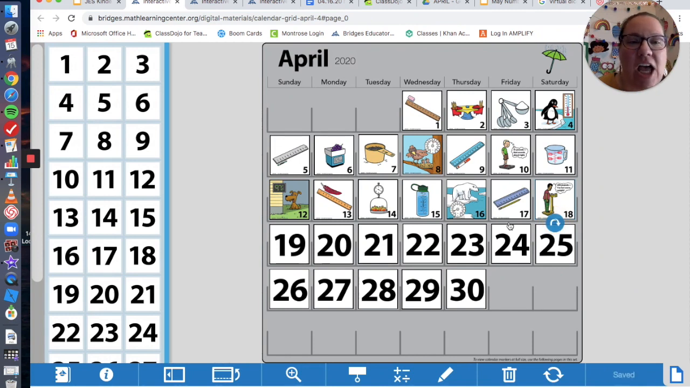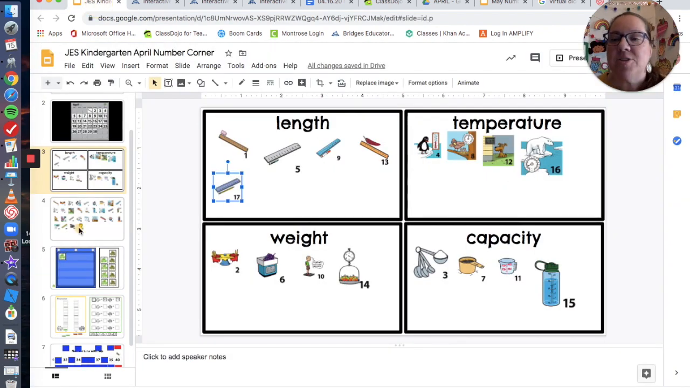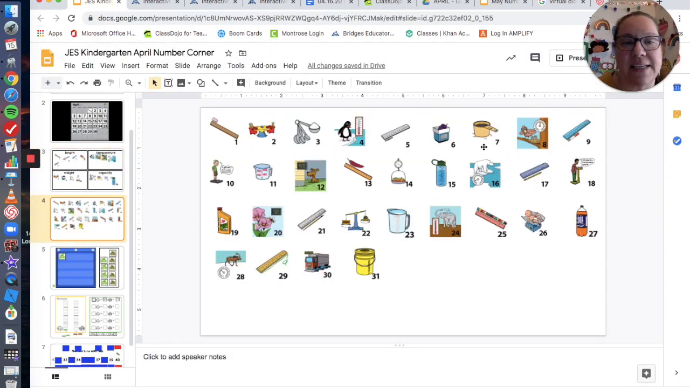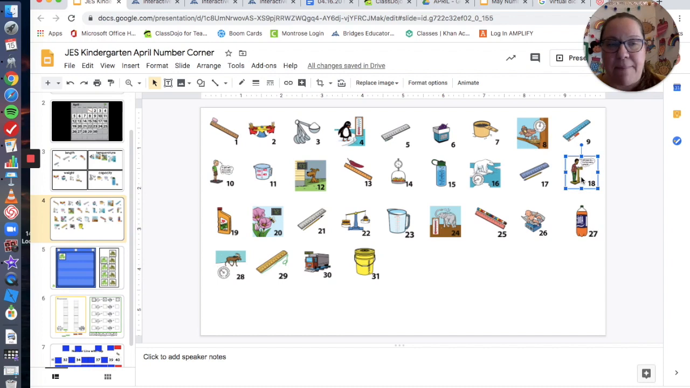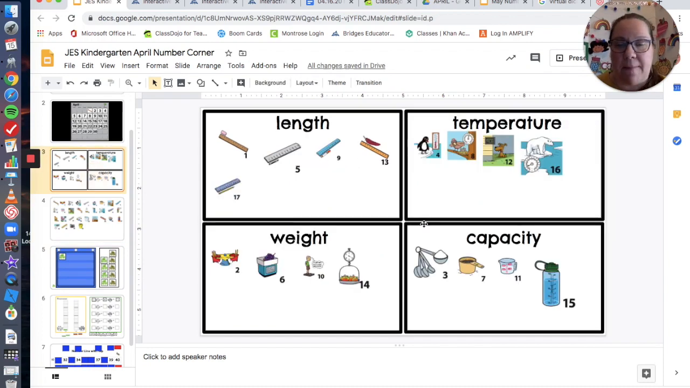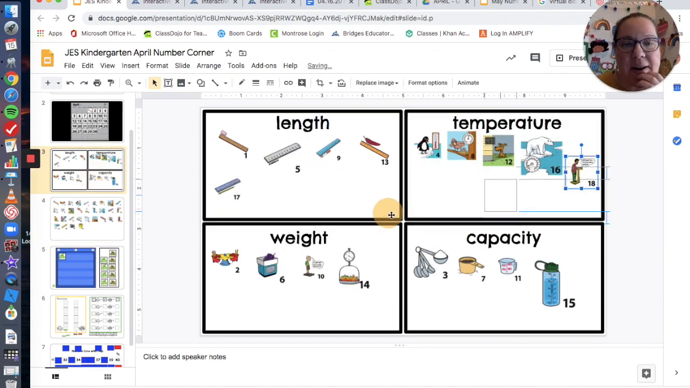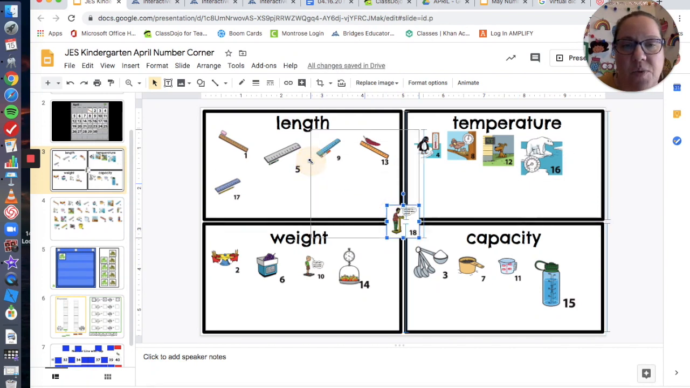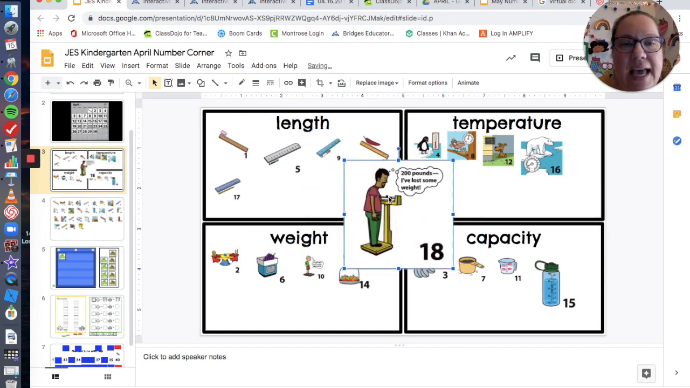It kind of looks like that boy, but maybe that's his dad. So Miss Morris has all the pictures on this page. Let me find the dad picture, and we are going to put it in the middle and make it really big because it looks like he's saying something and we need to see what those words look like. It says 200 pounds. I've lost some weight.